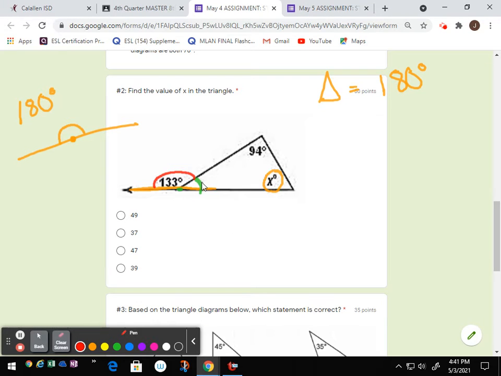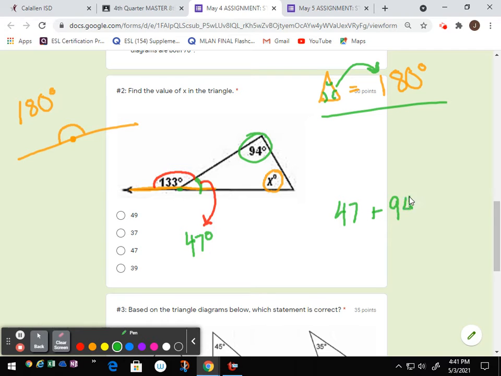So this green part right here is 47 degrees, okay? So again, we said triangles, all their angles add up to 180 degrees. So we have 47 plus, we know this is 94, plus x will all equal 180 degrees. So we can add these two numbers up right here and then subtract it from 180.